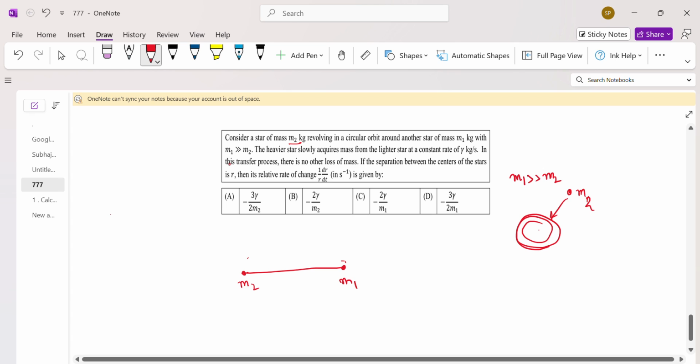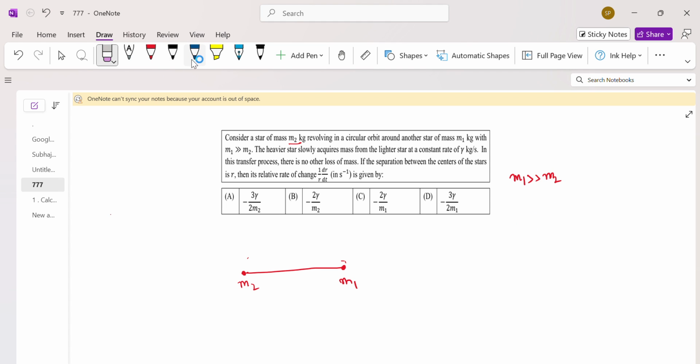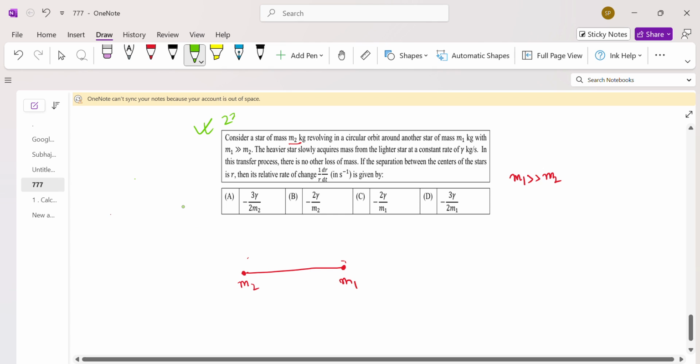So this is m2, this is m1. Because of the high gravity of this black hole, this will get fragmented into pieces, and then these pieces will start spiraling, and suddenly they will come into the event horizon of this black hole, and so on. But this is just a story which is certainly not related to the answer to this particular question. This question has been asked in JEE 25.